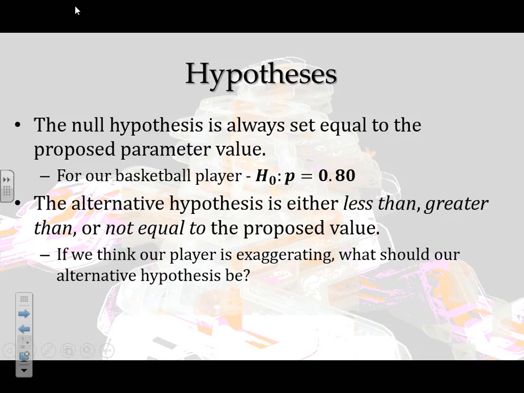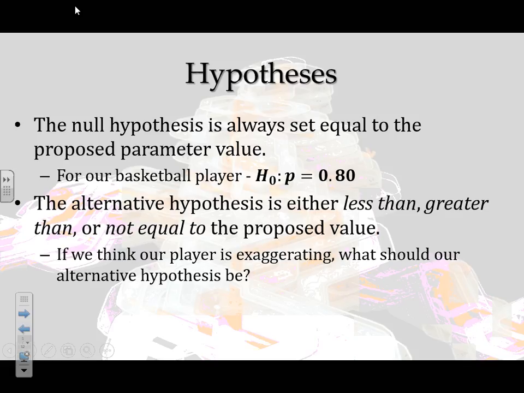So our claim would be like 80% here. If we don't have any idea of whether he should be shooting less or more, then we would go not equal to. We just want to say it's different than 80%. So it might be more than, it might be less than. We don't know just from what we're looking at. How does that work again?